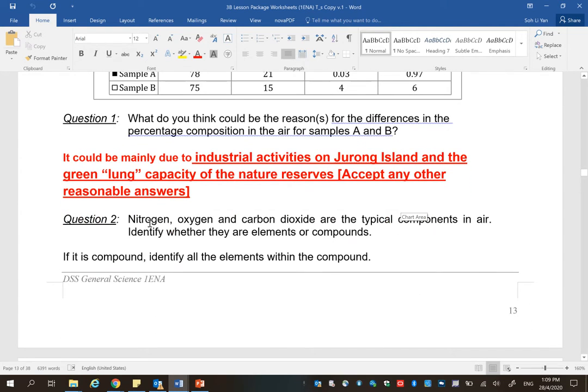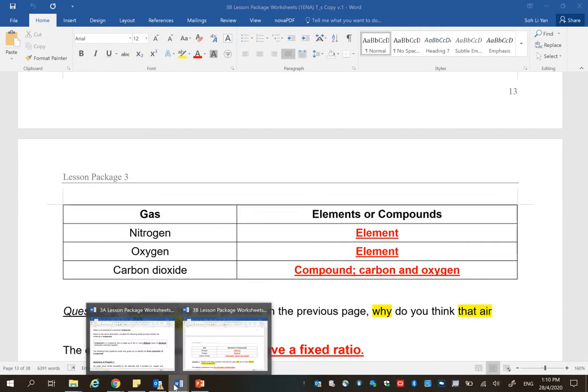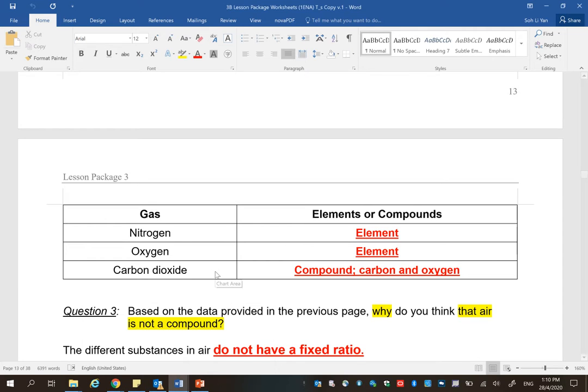Okay, question two. Nitrogen, oxygen, and carbon dioxide are the typical components in air. Identify whether they are elements or compounds. You can see that nitrogen and oxygen are from the periodic table, they are actually elements. I'm not sure whether you know where nitrogen and oxygen are, you can go and find out from the periodic table. They are the non-metals on the extreme right of the periodic table. Nitrogen and oxygen are elements. Carbon dioxide is actually a compound, comprised of carbon and oxygen.